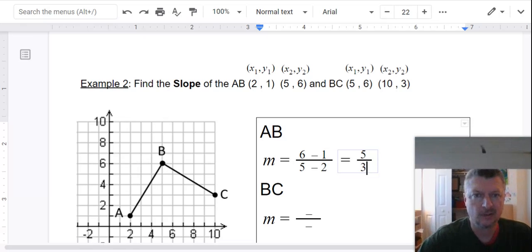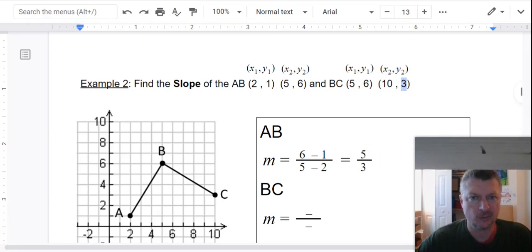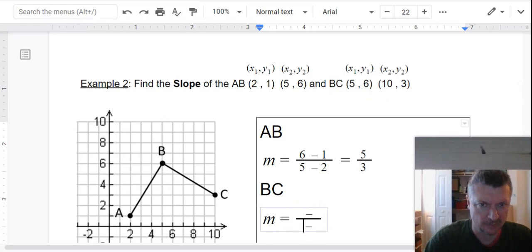All right, so the BC. So here's the points. We have 5, 6, which is same as on the other segment. C is 10, 3. Good. All right, so again, y2 minus y1. So you got 3. And remember, we're doing BC now, right? We're doing this segment. We have 3 minus 6. Okay. Get some negative numbers on this one.